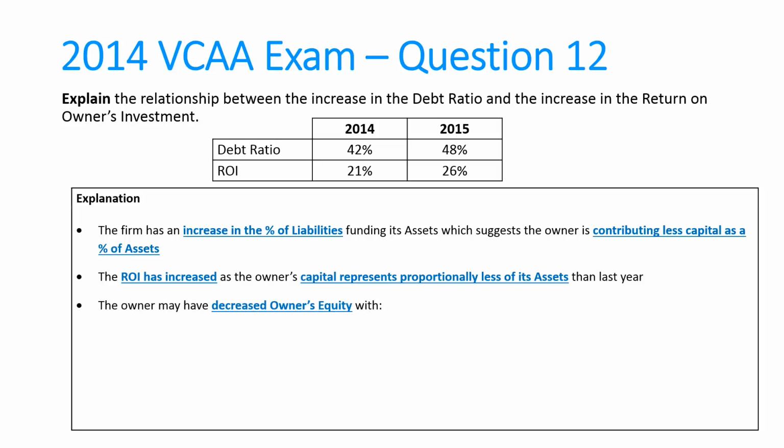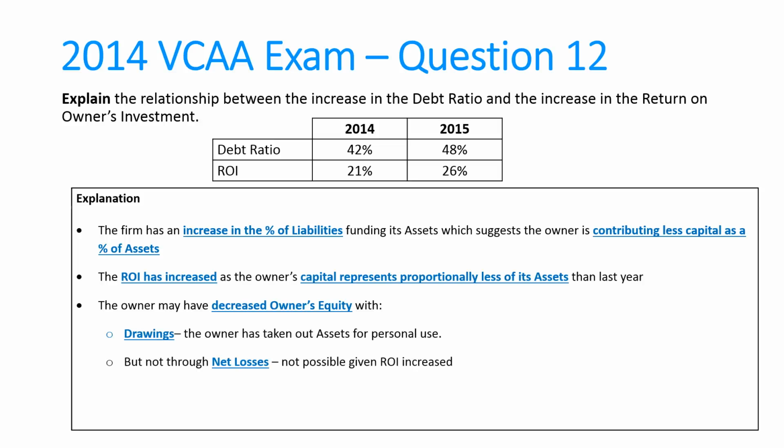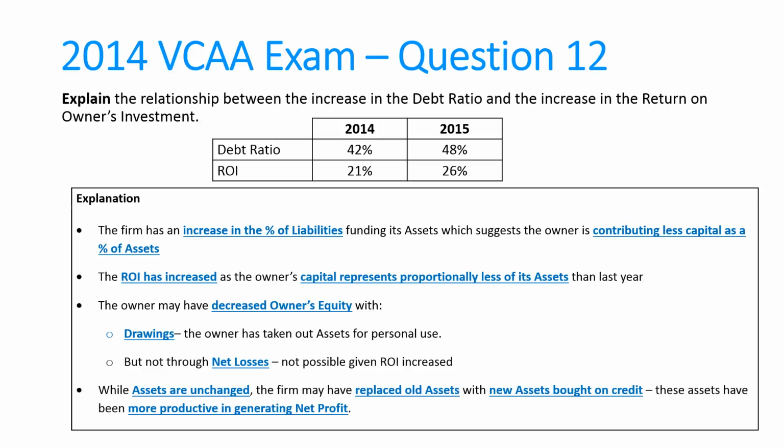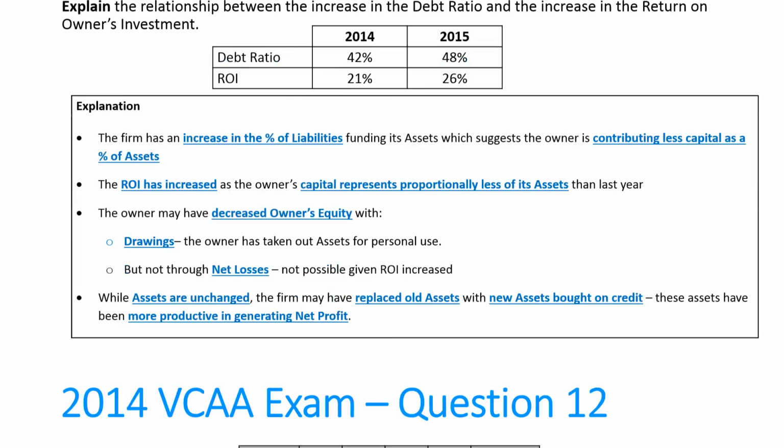How could we have done that? Well, we can't have made a bigger net profit or a net loss. It must have been because we took out drawings. And lastly, whilst assets are the same, they've remained unchanged, it must be because we've simply replaced old assets that we took out on drawings and we bought those new ones on credit, and that's basically made our debt ratio increase whilst keeping our net profit the same and increasing ROI.